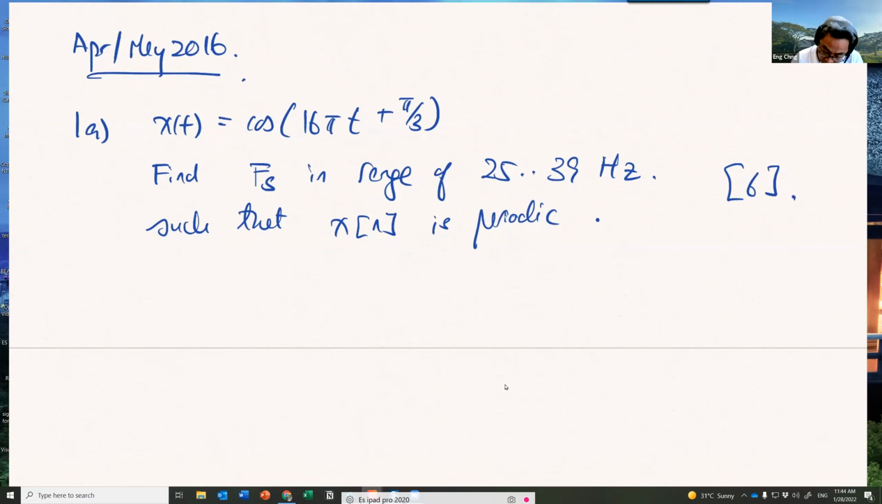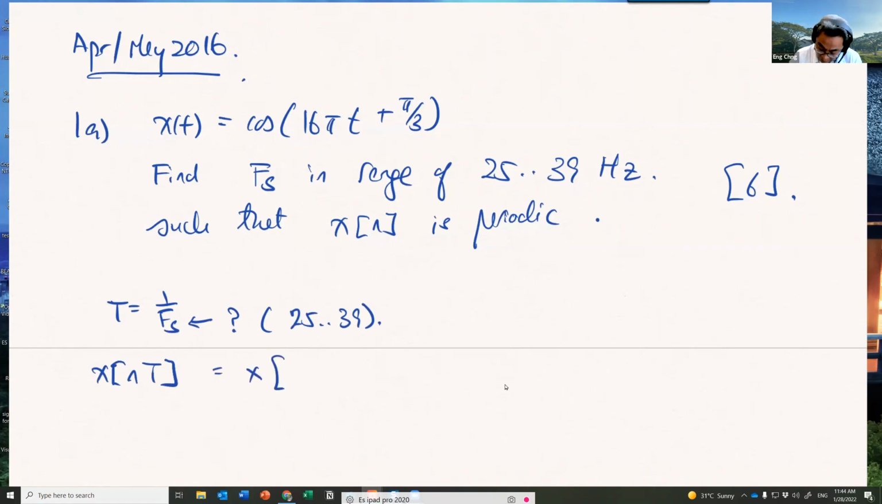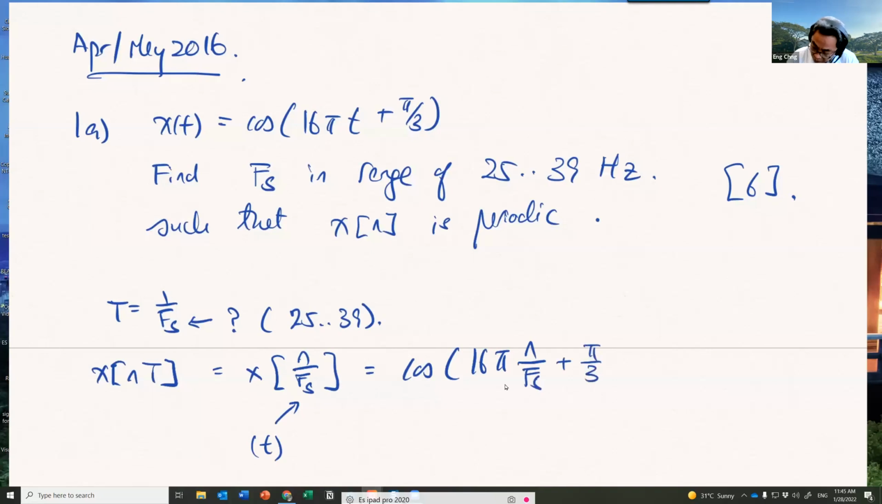All right, so we always start with the same idea. We'll just say t equals 1 over fs. So we have no idea what fs is now, because it must be between 25 to 39. All right, and then we just write x of nT, and we are just replacing, equals x of n over fs, right? So that's the same idea. t is 1 over fs, so it's n over fs. Then we put this n over fs as the little t in the equation above. So this is the discrete time representation. Cosine 16 over fs pi n. So this is what we typically see.